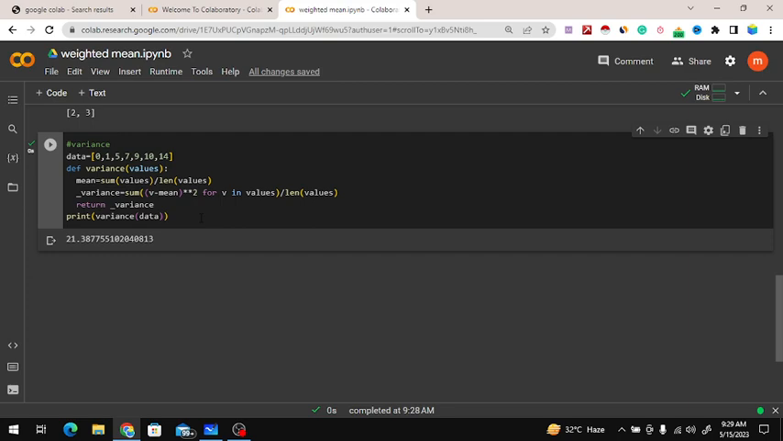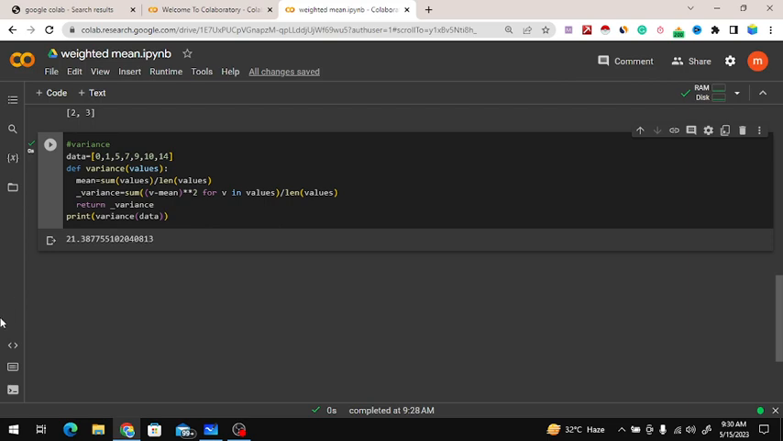I have already discussed the formula. So we can reuse the variance function and take the square root of this result. This square root of the variance is called the standard deviation. So we will get the standard deviation as it is the same data. So the standard deviation should be equal to like this.